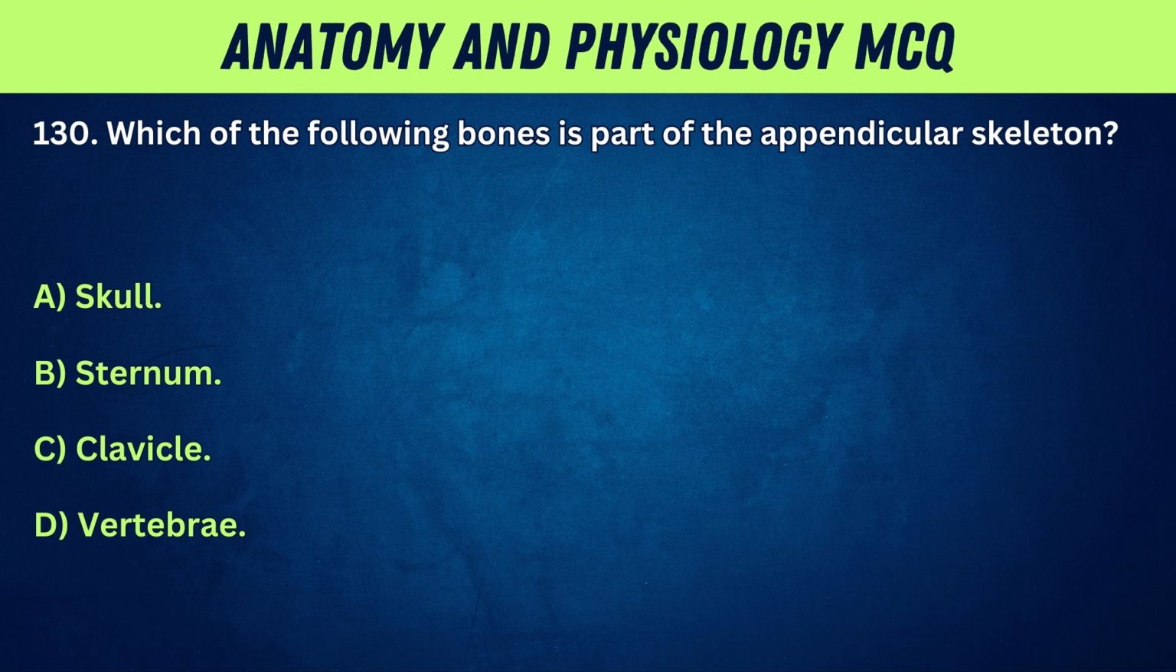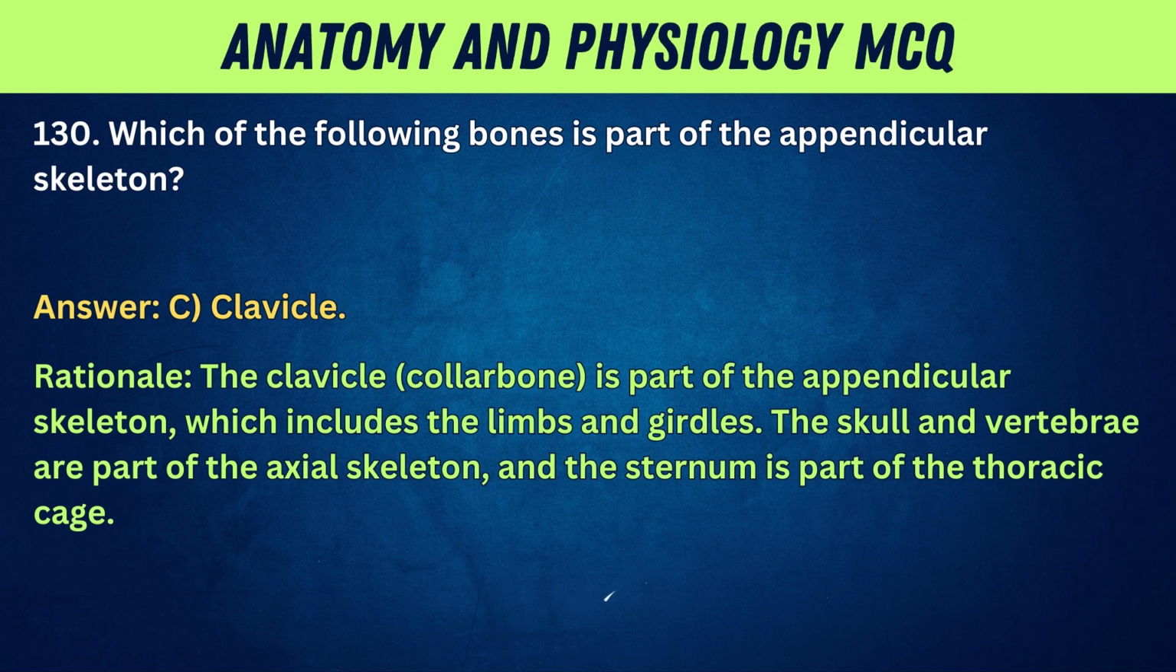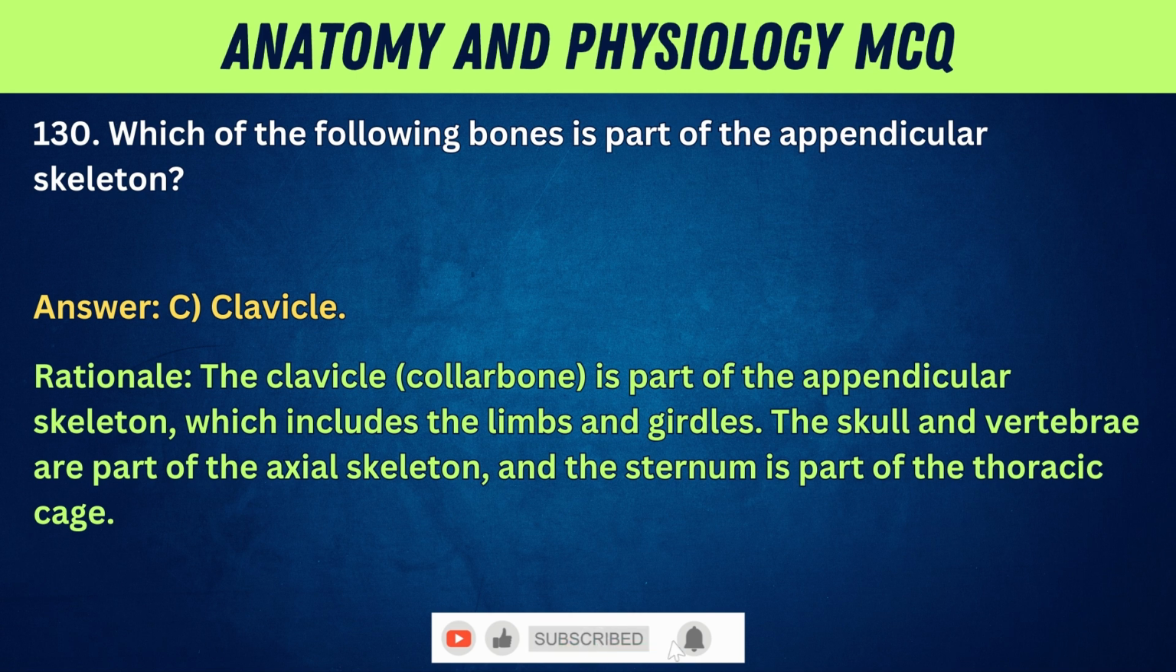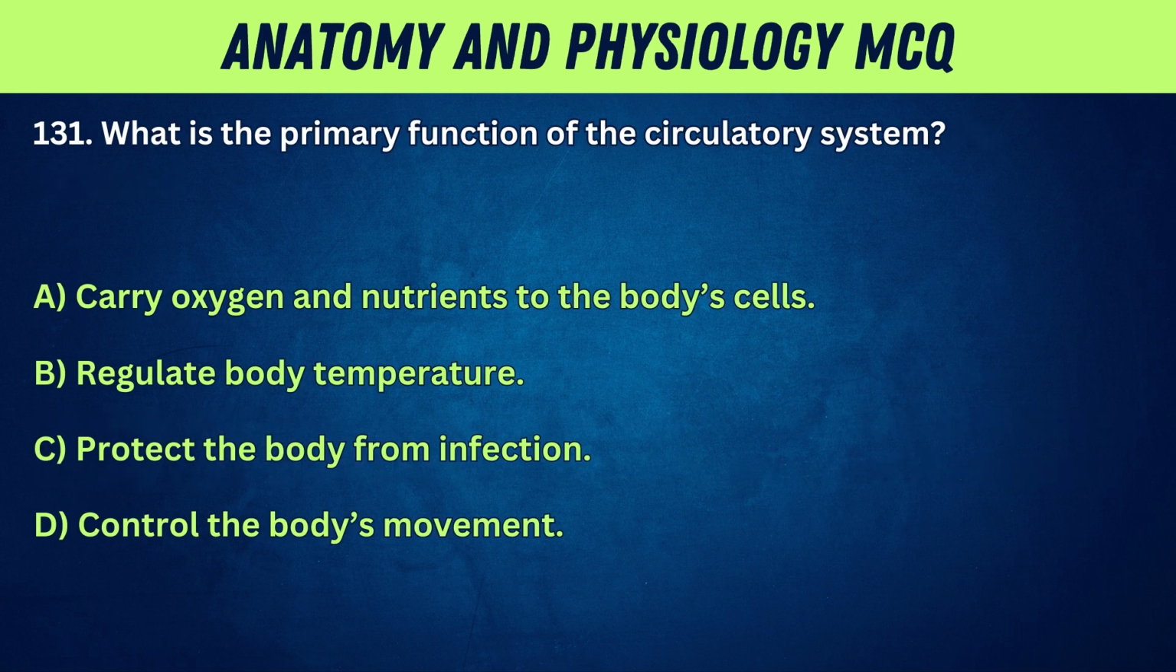130. Which of the following bones is part of the appendicular skeleton? A. Skull. B. Sternum. C. Clavicle. D. Vertebrae. Answer: C. Clavicle. Rationale: the clavicle, collarbone, is part of the appendicular skeleton, which includes the limbs and girdles. The skull and vertebrae are part of the axial skeleton, and the sternum is part of the thoracic cage.